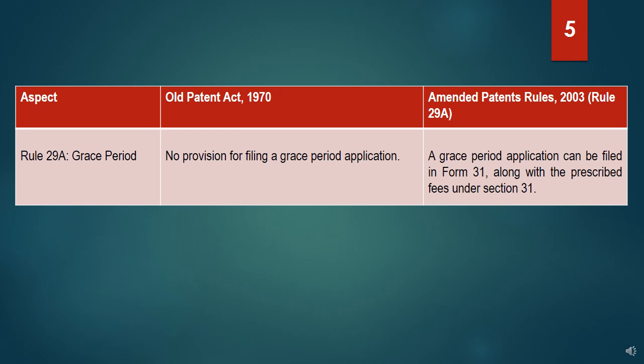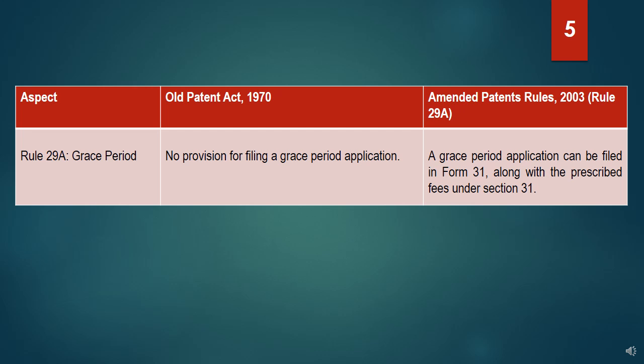Comparison with the Old Act 1970. Under the Old Act, while Section 31 existed, there was no formal rule or procedure to claim the grace period. It was not clear how an applicant would apply for this benefit. According to the new rule, the amendment creates a structured and formal way to apply for the grace period using Form number 31 and the required fees, bringing transparency and order to the process.